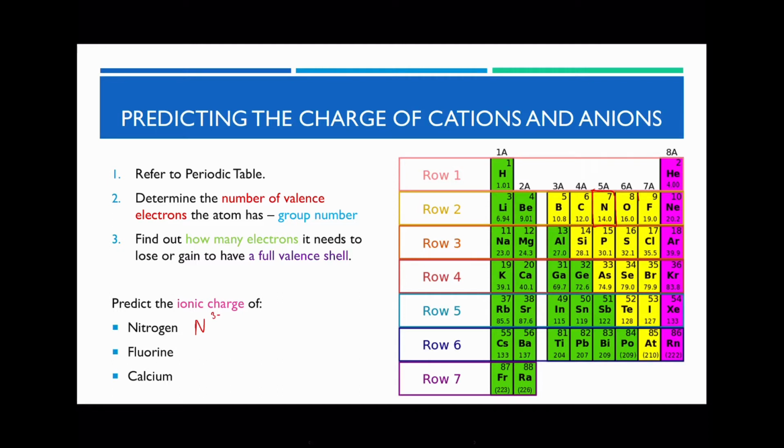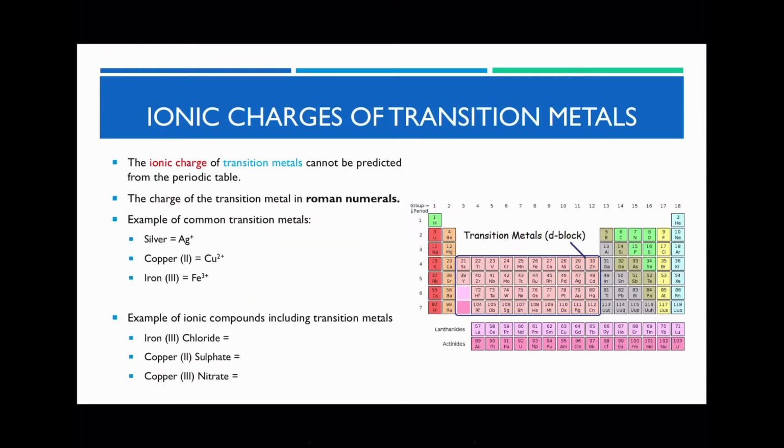Fluorine, on the other hand, is a halogen. It is found in group 7. It has 7 valence electrons on its outer shell, so it will therefore gain 1 extra electron. Therefore, it's going to have a net charge of -1. And calcium belongs in group number 2. It's got 2 valence electrons. It's going to lose 2 electrons because it's easier to lose 2 as opposed to gaining an extra 6. So therefore, calcium is going to have a +2 charge. So that's how we determine the ionic charges of monatomic ions.